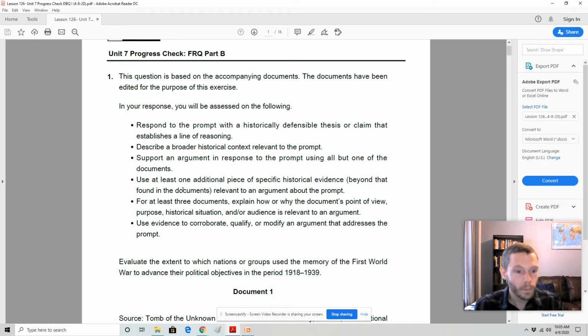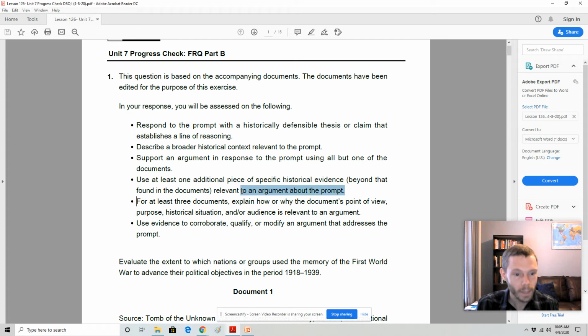Okay, the next bullet point: uses at least one additional piece of specific historical evidence beyond that found in the documents. So this is what we have been talking about all year. This is EBD. This is evidence beyond the documents. So it's not just giving the general context, but for example, and I'll do it with one of the documents just to kind of show you that process, it goes beyond general context.